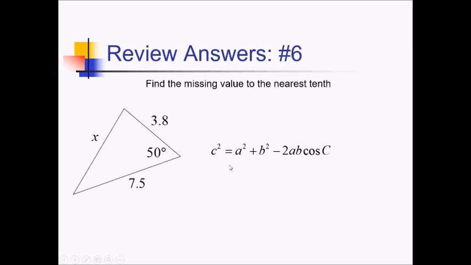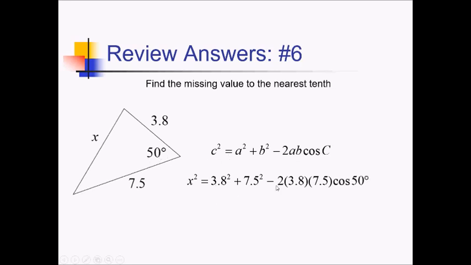So for this one, we have c squared, that's really x squared in this case. And then a and b, those are the legs of the angle that they gave us. So we can write 3.8 squared plus 7.5 squared. And then we have a and b getting used again, so minus 2 times 3.8 times 7.5 times the cosine of the angle they gave us, the cosine of 50.